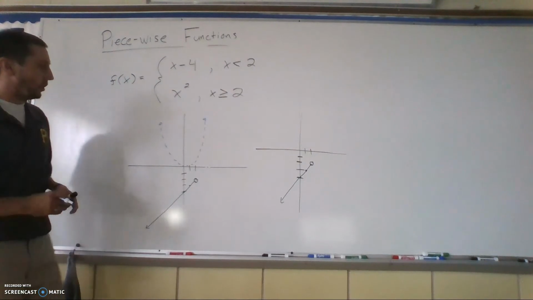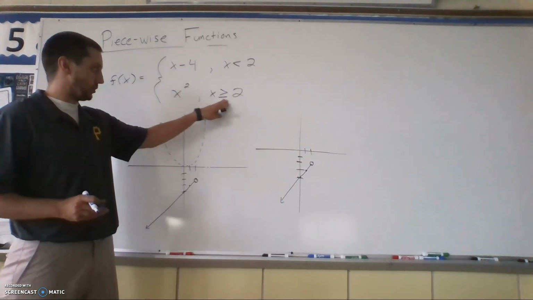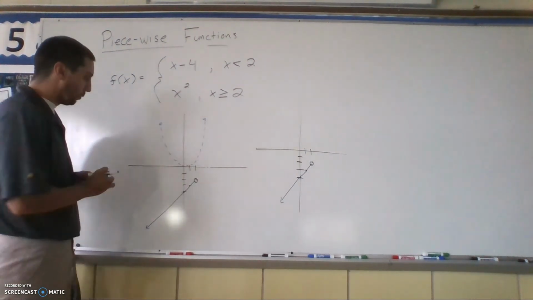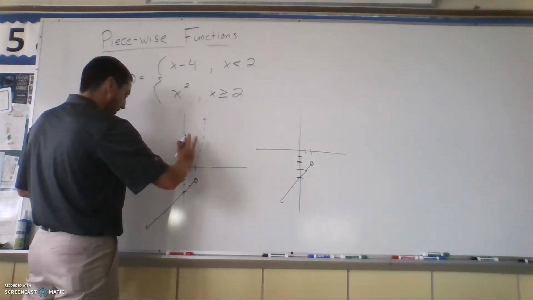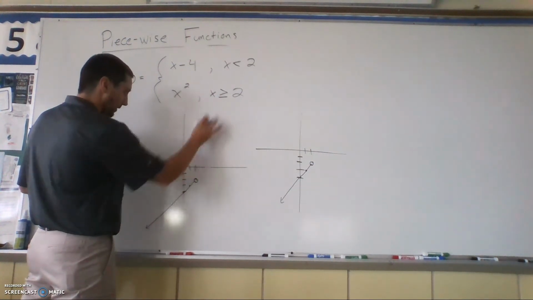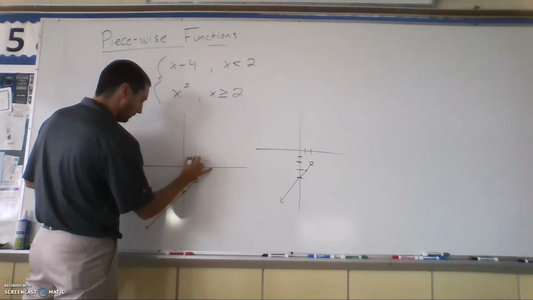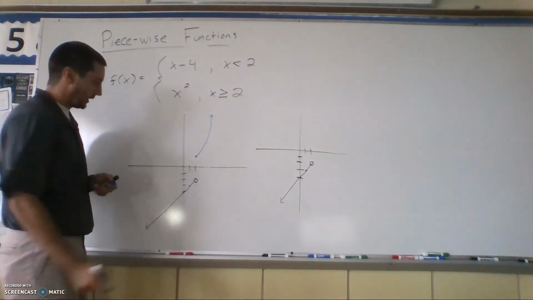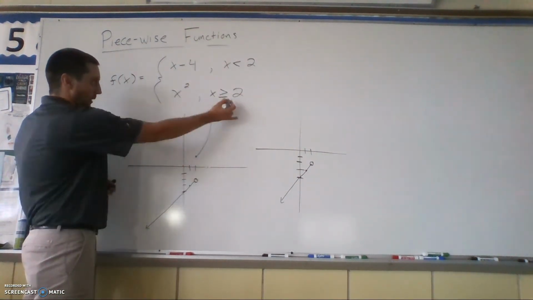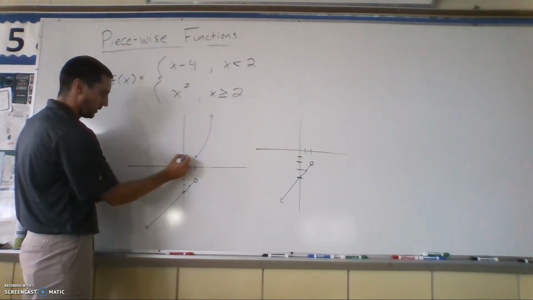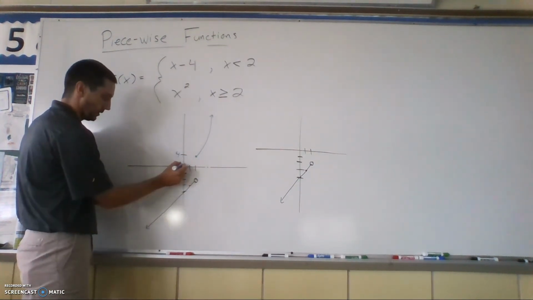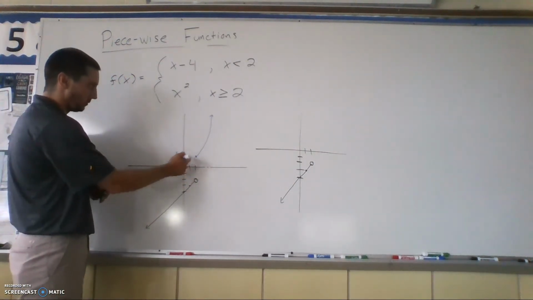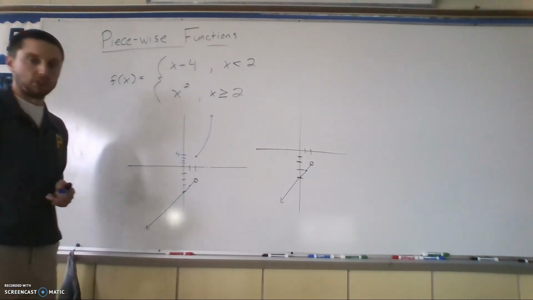Okay. Now, I only want this graph when x is greater than or equal to 2. So what happens when I plug in 2? 2 squared is 4. I'm going to erase everything that's less than 2, and I'm only going to leave the stuff that's greater than 2. Okay? Again, how do I know what this point is? If I plug in 2, 2 squared is 4. My scale's not perfect here, but you guys can survive. So it's going to start at (2, 4), and it has my parabola shape.